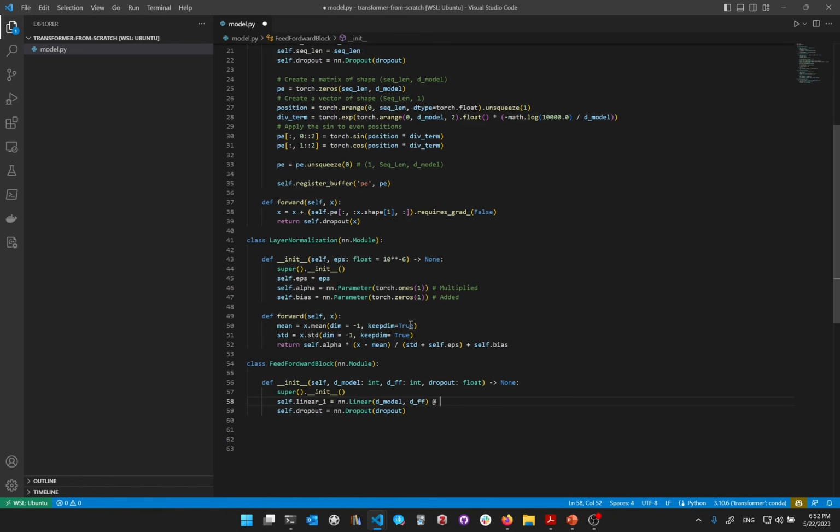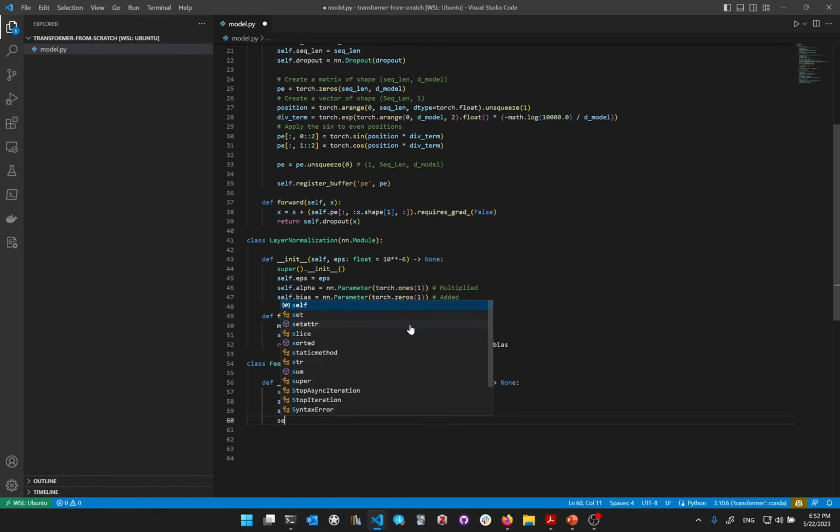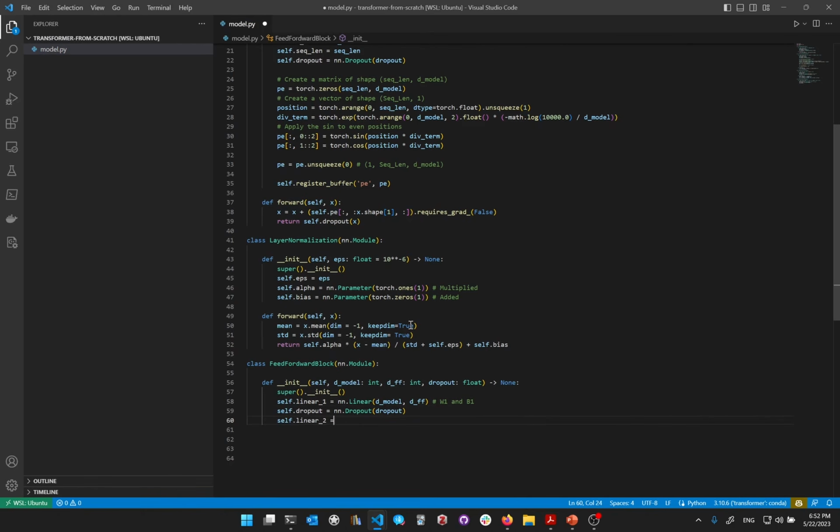So let me write the comments here. It's W1 and B1, of DFF to D model, and this is W2 and B2. Why we have B2? Because actually, as you can see here, bias is by default true, so it's already defining a bias matrix for us. Okay, let's define the forward method.